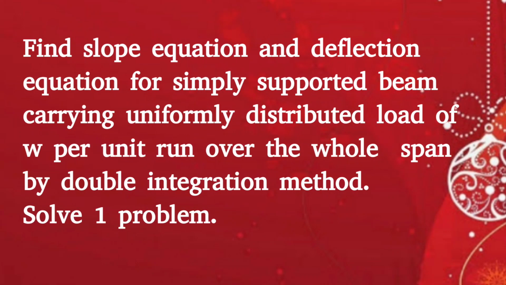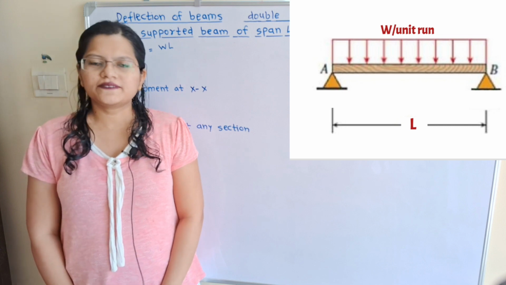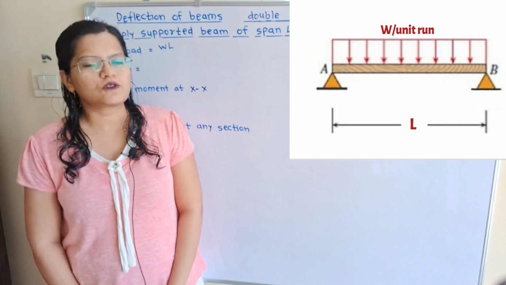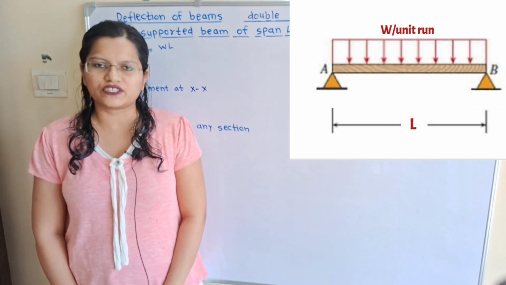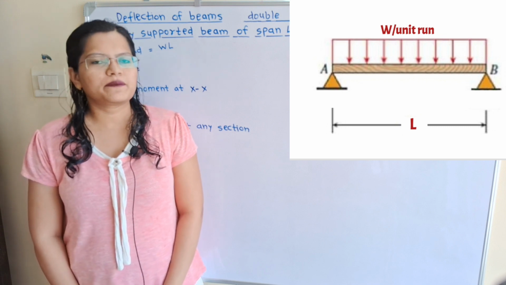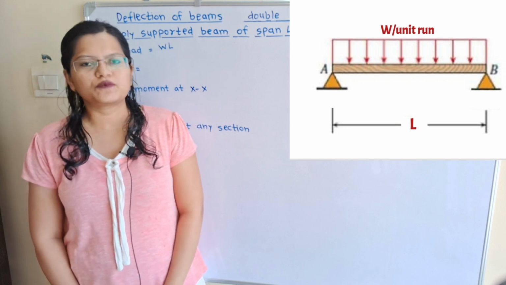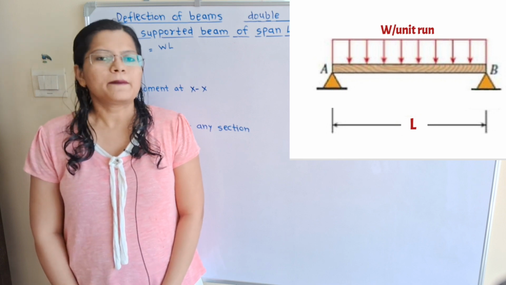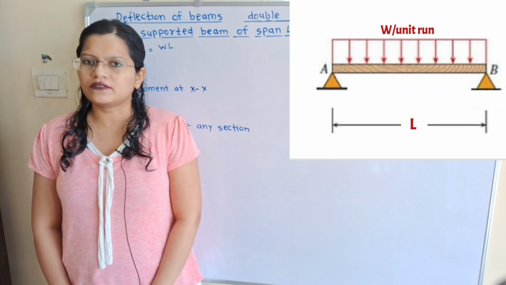Given question: find the slope equation and deflection equation for a simply supported beam carrying a uniformly distributed load W per unit run over the whole span by using the double integration method. Solve one problem. In this video, we are going to find out the slope equation and deflection equation for a simply supported beam carrying a uniformly distributed load over the whole span by using the double integration method.